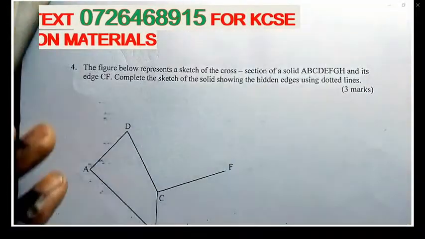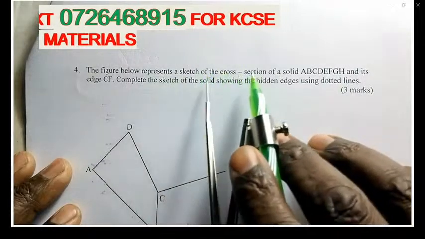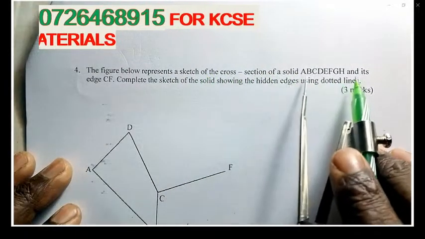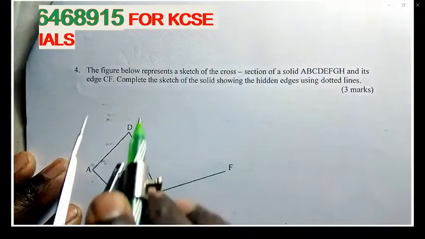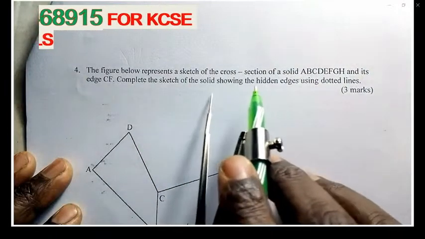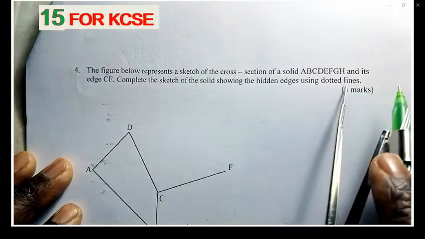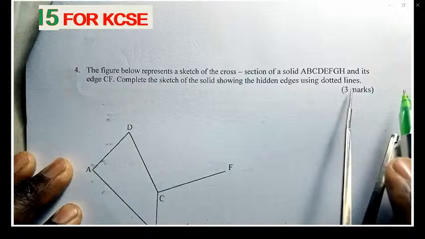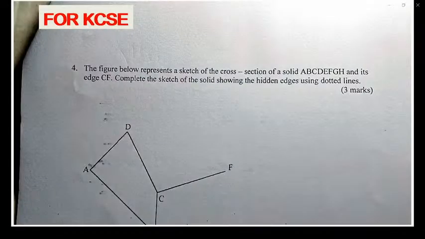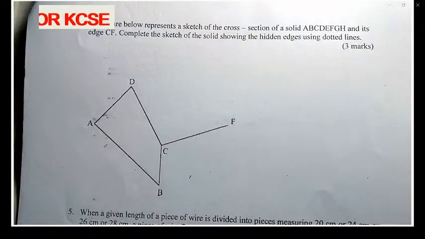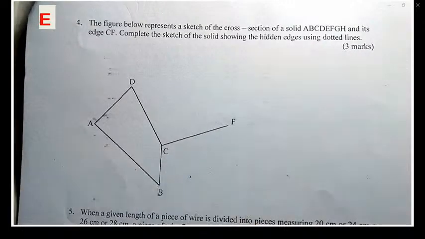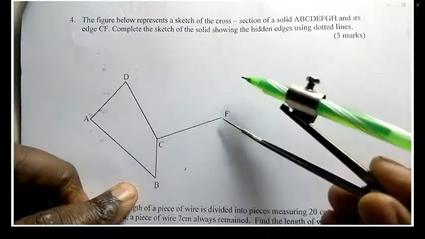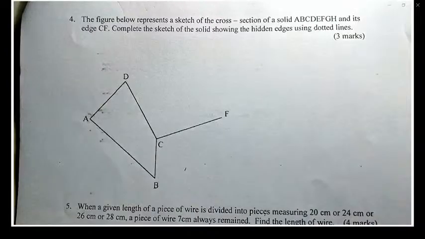The figure below presents a sketch of a cross section of a solid and its edge. Complete the sketch of the solid using dotted lines. Good. Sasa hii already tumepewa kila kitu tunahitaji. Tunajua kutoka hapa mpaka hapa itakuwa the same kutoka hapa mpaka hapa. Kwa hivyo kitu ya kwanza, na hii kutoka hapa mpaka hapa itakuwa the same kutoka hapa mpaka hapa. Kwa hivyo hapa tunaanzia hapa.